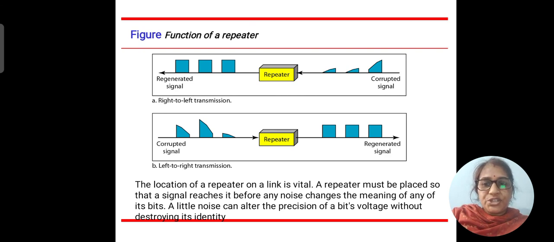The location of a repeater on a link is vital. A repeater must be placed so that a signal reaches it before any noise changes the meaning of any of its bits. A little noise can alter the precise voltage of bits without destroying their identity.